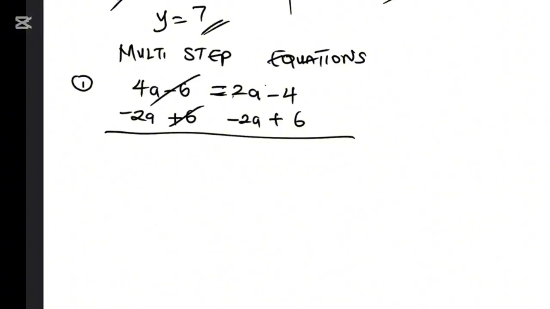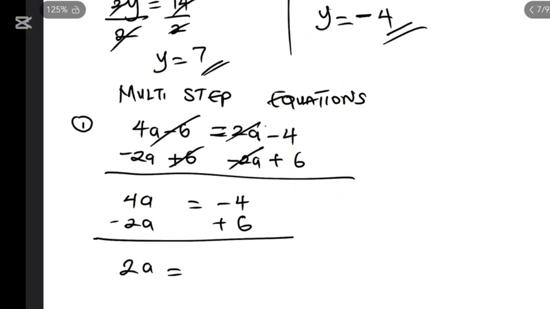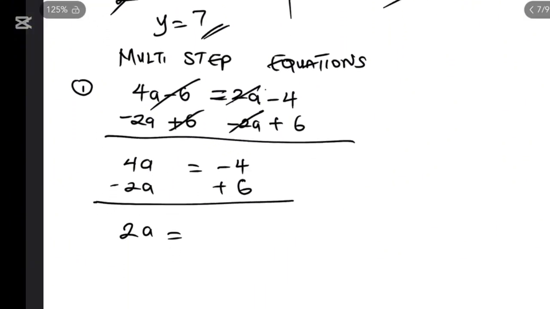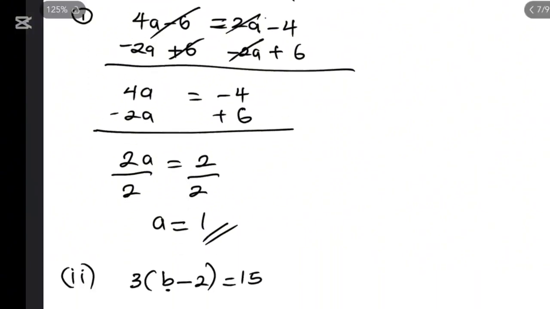This is eliminated. This is eliminated. So let me write it out again. We have 4a minus 2a on the left, and minus 4 plus 6 on the right. So 4a minus 2a gives us 2a, and minus 4 plus 6 gives us plus 2. So we divide both sides by 2, and a is 1. So that is the first question.